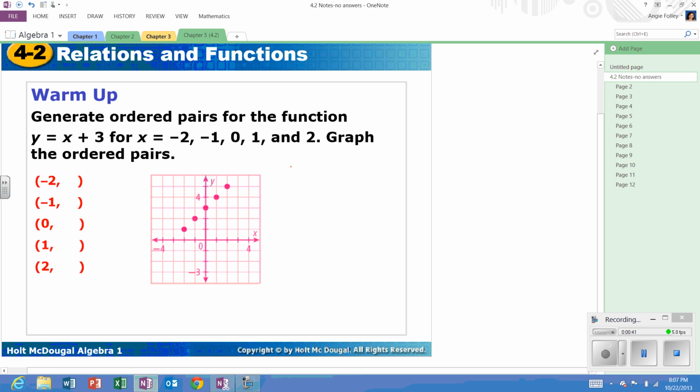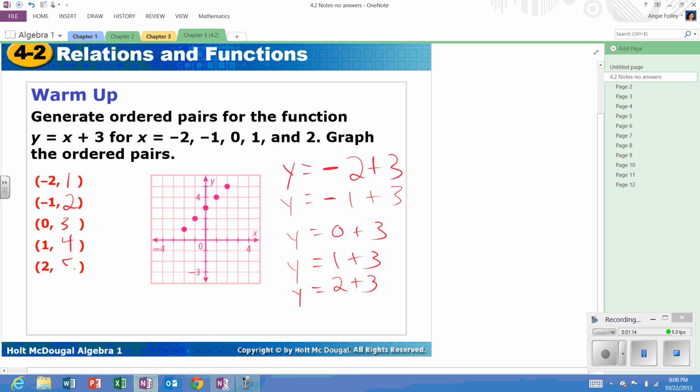So for example, on this first one, if we have y equals x plus 3, we're going to use -2 for our x. That will come out to 1. Then if we plug in our second number, y equals -1 plus 3, that will equal 2. Y equals 0 plus 3, that will come out to 3. Y equals 1 plus 3, that should be 4. And then y equals our last x value, 2 plus 3, and that will give us a y value of 5.